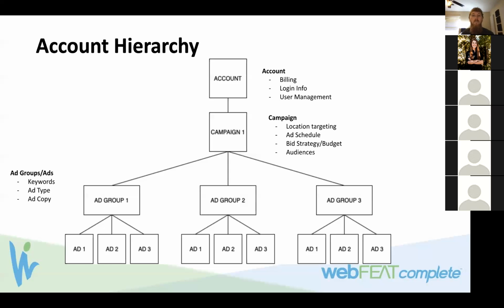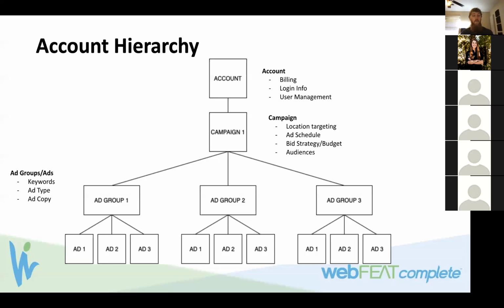So at the campaign level, this is where you control settings like location targeting. So if you want to target a specific city, state, zip code, you also control things like your ad schedule at the campaign level. So for example, you can tell Google you only want to run your ads from 8 a.m. to 5 p.m. This is where you would do that. You also control things like your bidding strategy and, most importantly, your budget. What you would like Google to spend on a daily and monthly basis. And you can also control things like custom audiences at the campaign level.